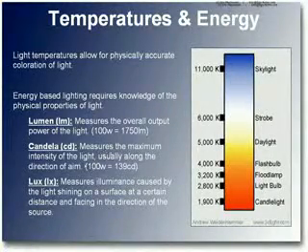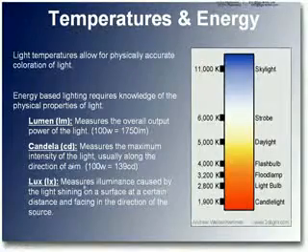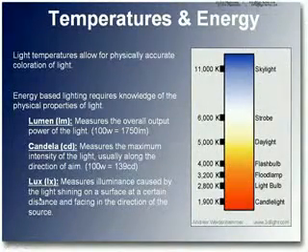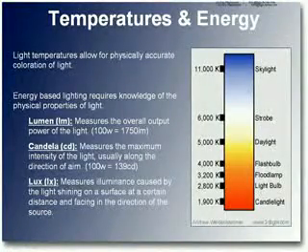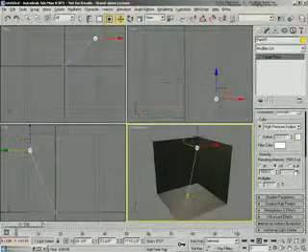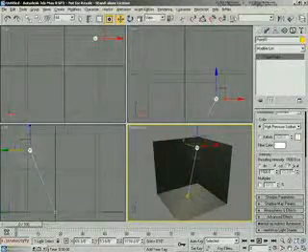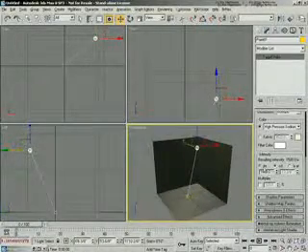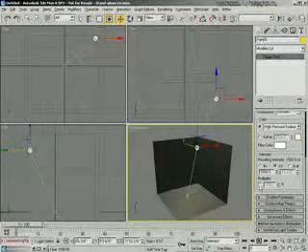Candelas measures the maximum intensity of the light, usually along the direction or the focus of the light. And then lux measures the luminance caused by the light shining on a surface at a certain distance and facing in the direction of the source. Depending on what you feel comfortable with would depend on what you use. Right now we're just going to leave it at candelas as a default.